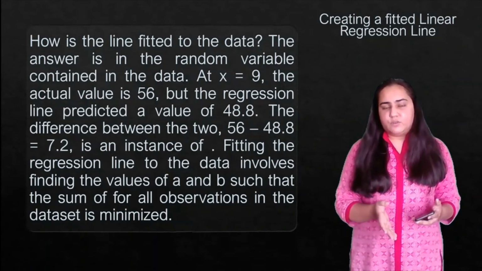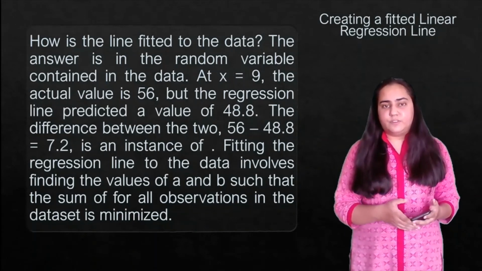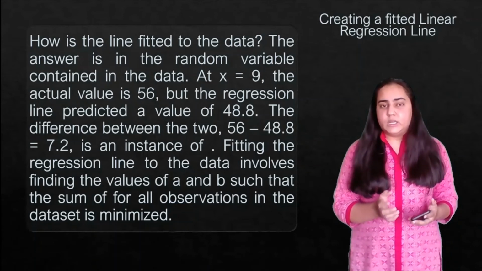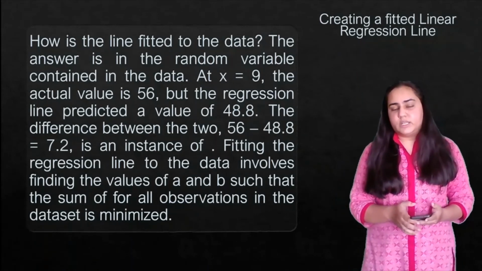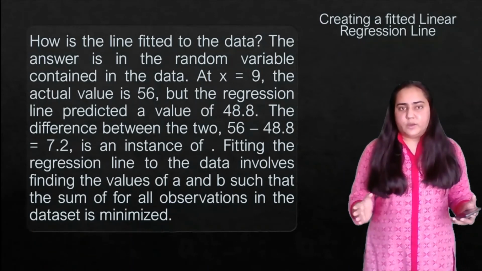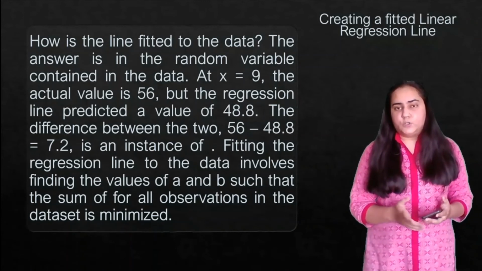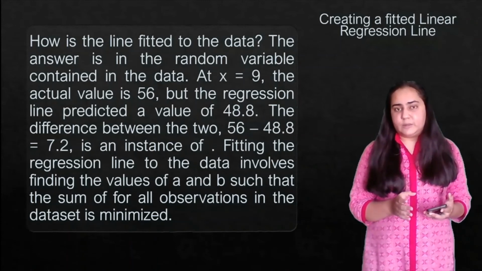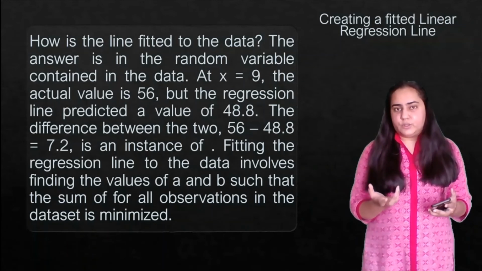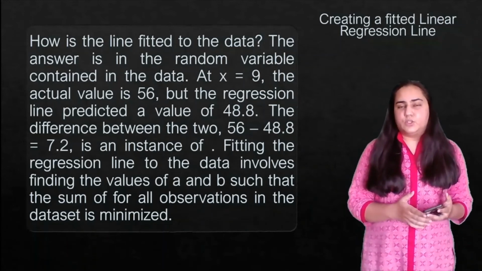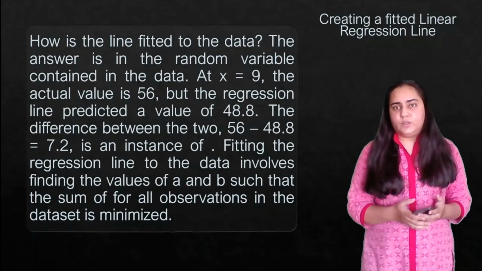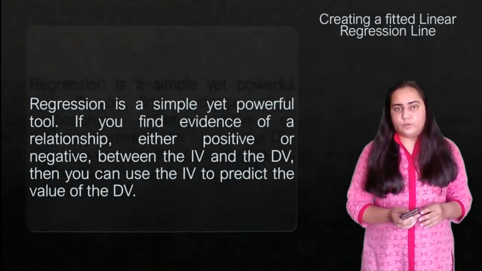Now, fitting this regression line to the data involves finding the values of A and B such that the sum of all the errors in the data set is minimized. So what you want is for the total errors, the random noise that is coming in, to be minimum. And that way you can create your fitted regression line. That's what you want from your data.